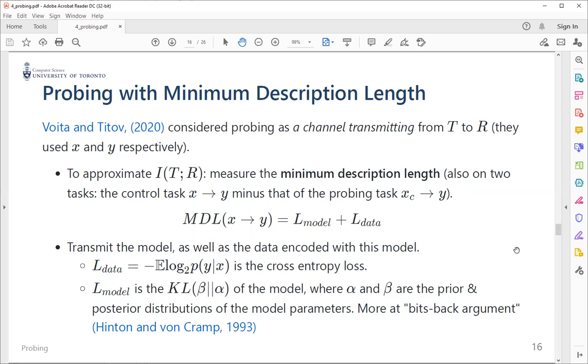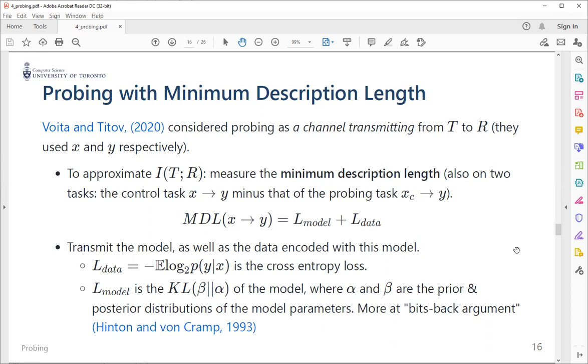So the idea is that to describe this channel, you should first transmit a model, and then using this model, the sender, Alice, should encode the data using this model and then send to Bob, and then Bob decodes the data from this model. So the encoded data takes the L data code length. So in total, you will need L model plus L data code length to transmit everything. And they propose the MDL to be a measurement of the mutual information between Alice and Bob, the sender and the receiver.